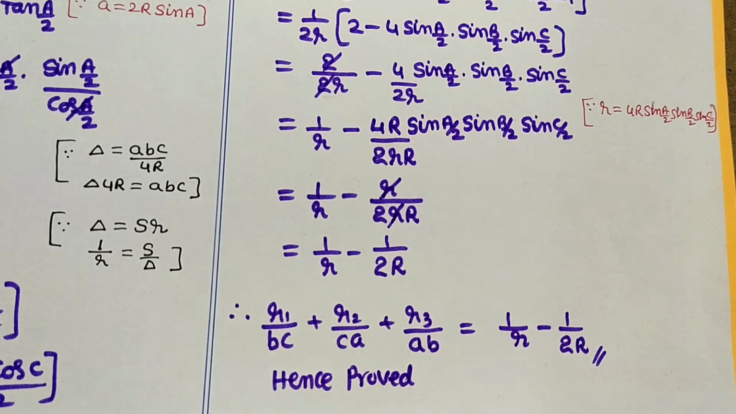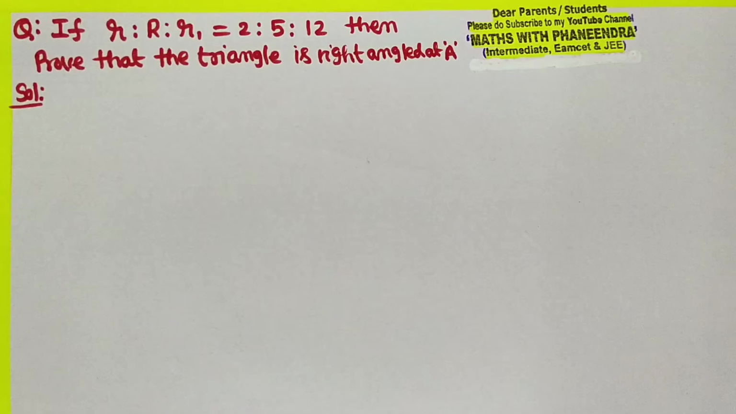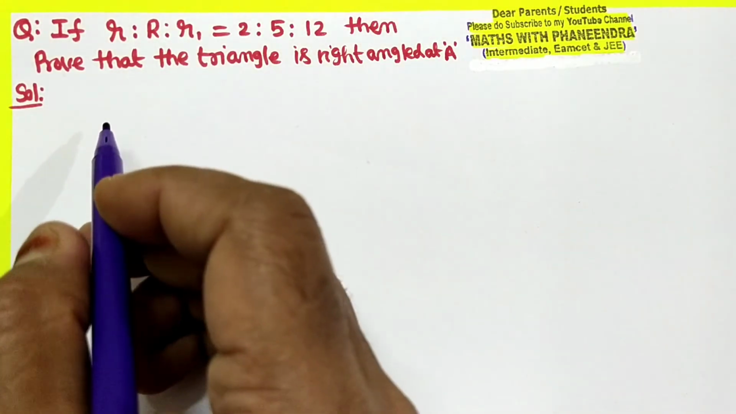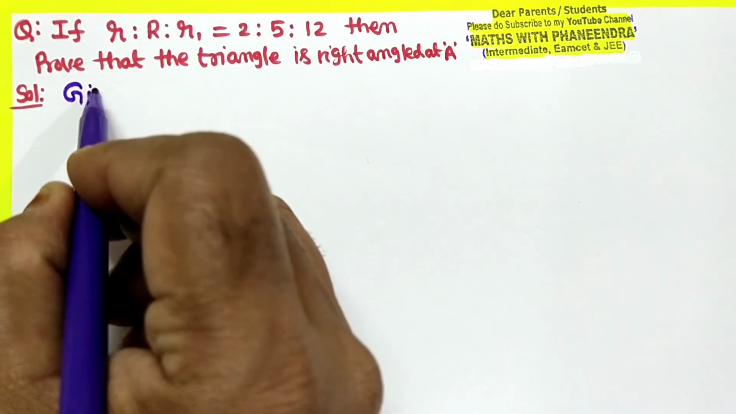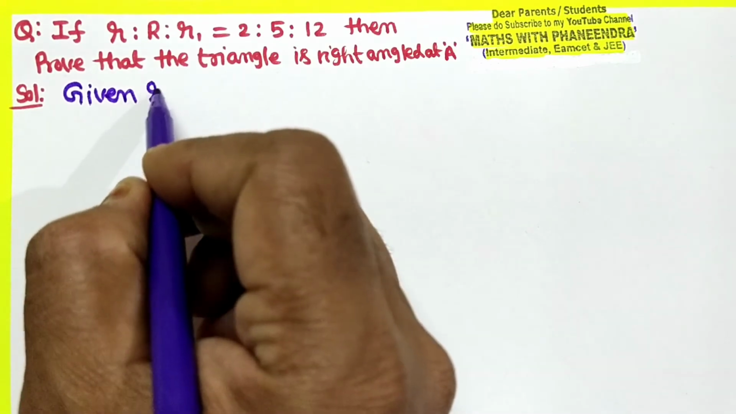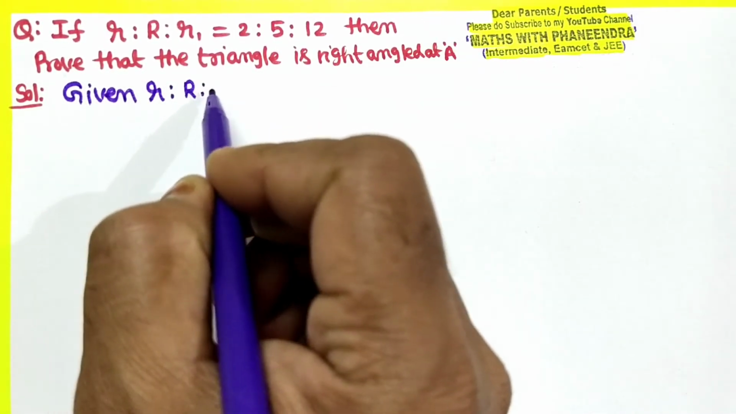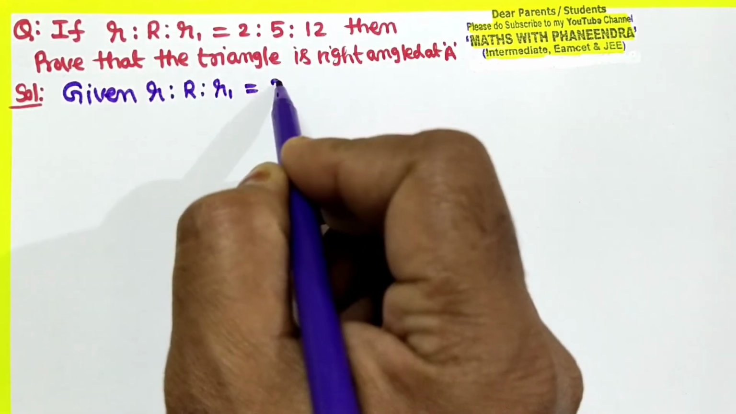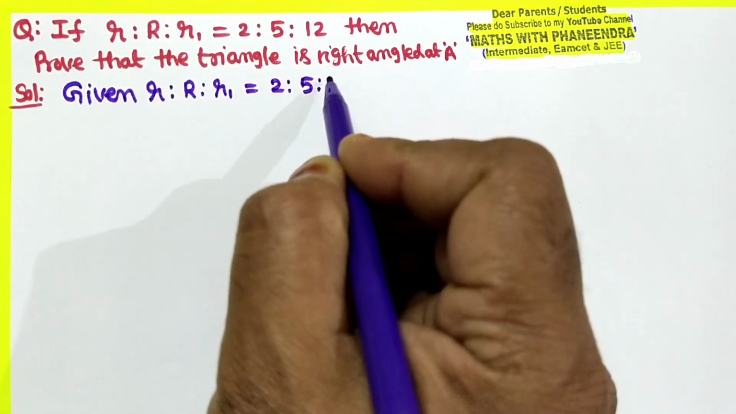We'll move to the next question, dear students. Next question: if r is to R is to r1 equal to 2 is to 5 is to 12, then prove that the triangle is right angled at A. This is the special problem. See here, first, given r is to capital R is to small r1 equal to 2 is to 5 is to 12.